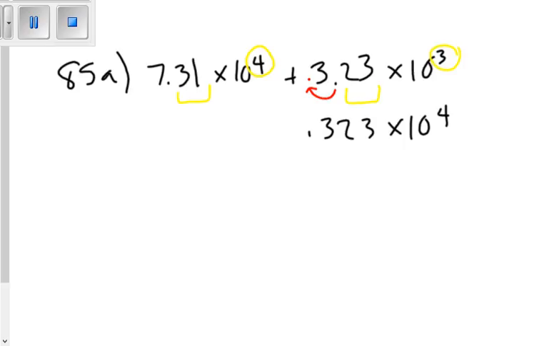Okay. Now I can add them. So I'm going to have 7.31 plus 0.323, and that's going to give me 7.63. So 7.63 times 10 to the 4th. And that's correct because you've got 2 significant figures to the right of the decimal. All right, so let's take a look at another one. Here we're going to subtract.